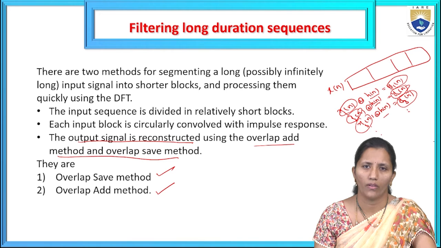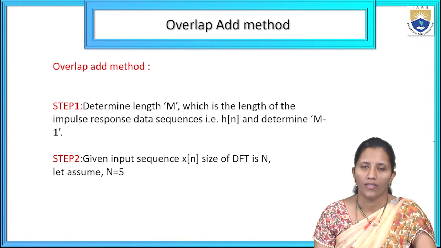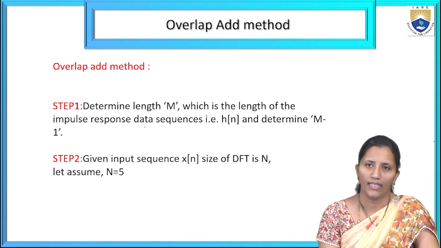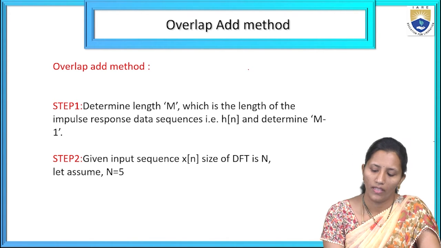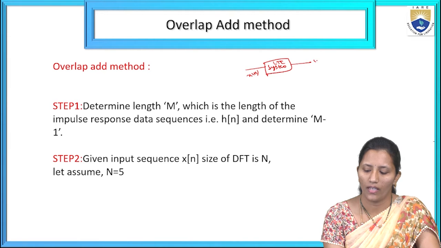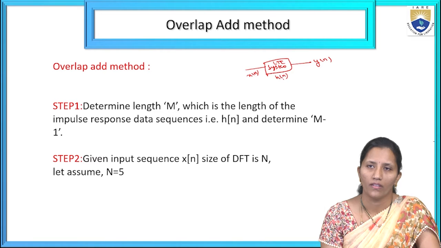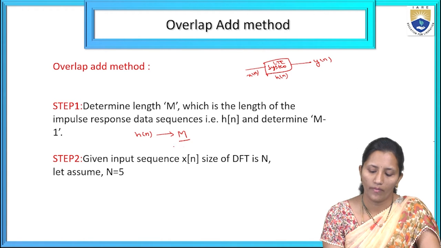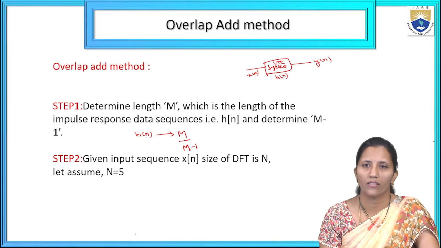In this session we are going to discuss the overlap add method. Here, first determine the length M, which is the length of the impulse response. The system has input x of n, a long duration sequence, output response y of n, and impulse response h of n. If h of n has length capital M, we should find out how many samples there are in h of n. If we know M, we can find M minus 1.